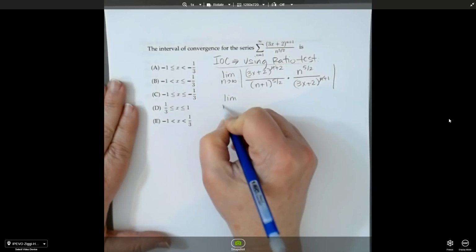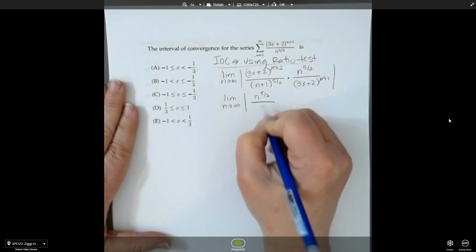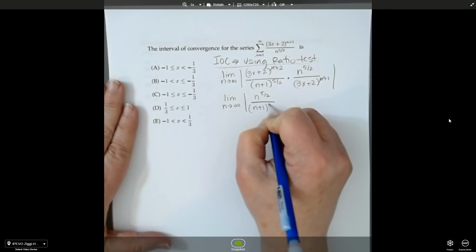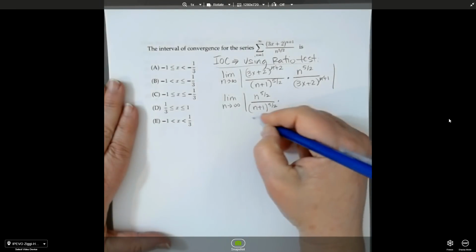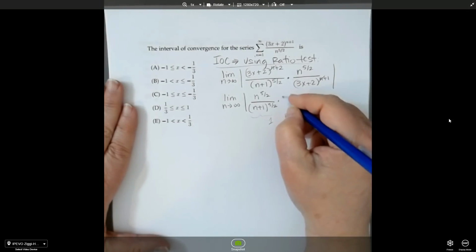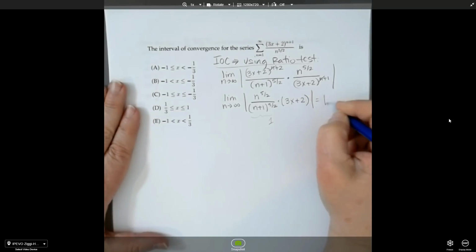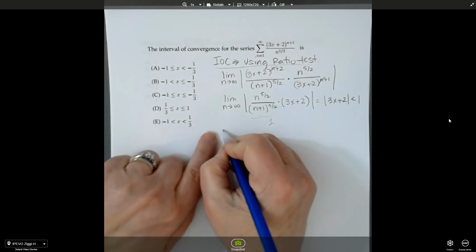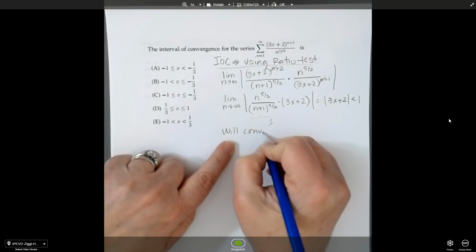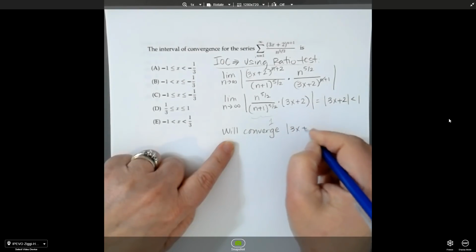So this will be the limit then as n goes to infinity of the absolute value of, I'm going to congregate the n's, and you'll notice that again we have that same situation where everything's raised to the same exponent, meaning that this limit's going to be 1 times 3x plus 2 to the first, which means my condition for convergence will be 3x plus 2 has to be less than 1. So we'll converge when absolute value of 3x plus 2 is less than 1.